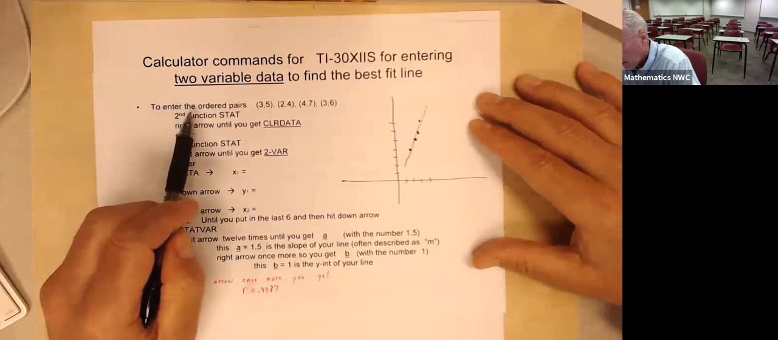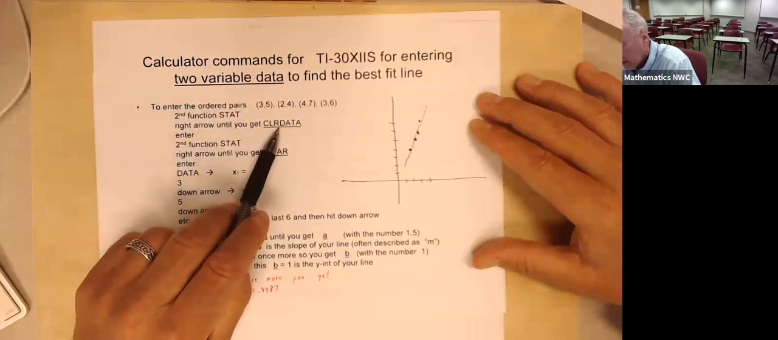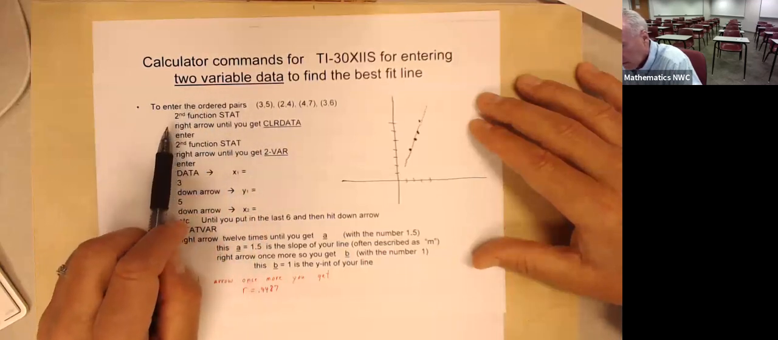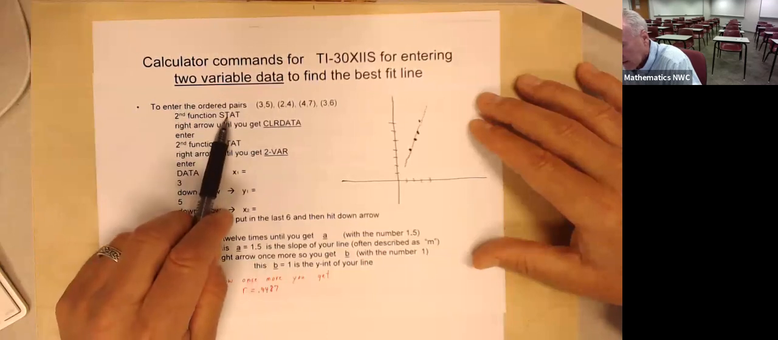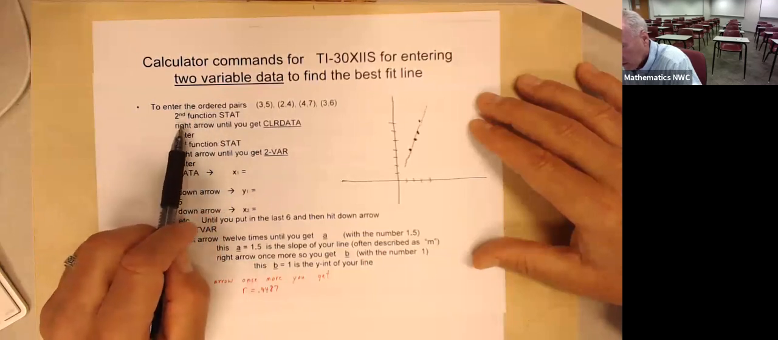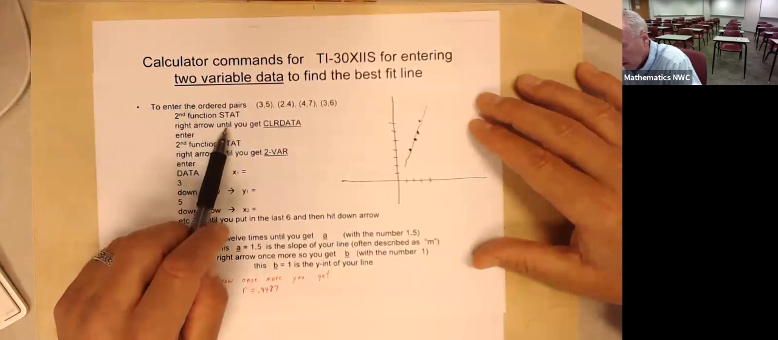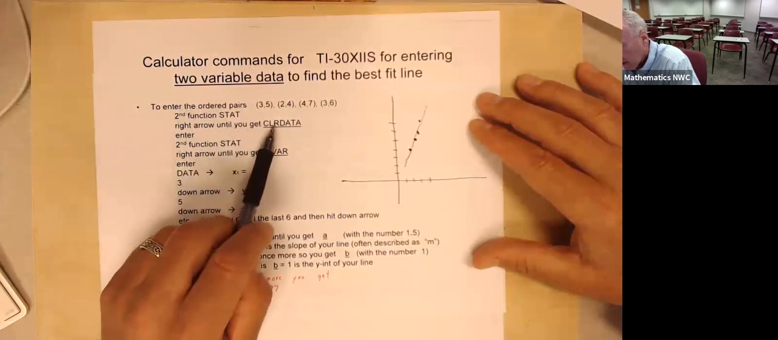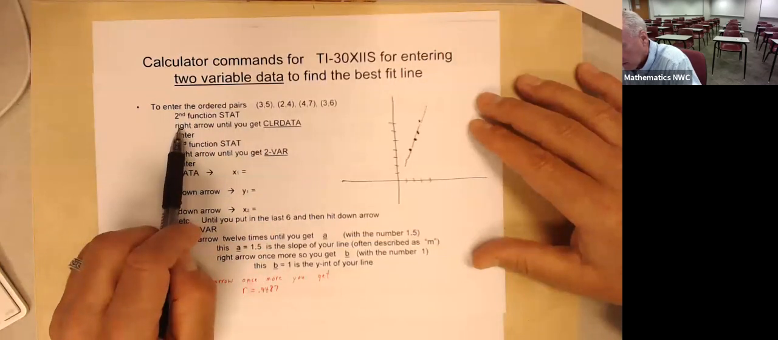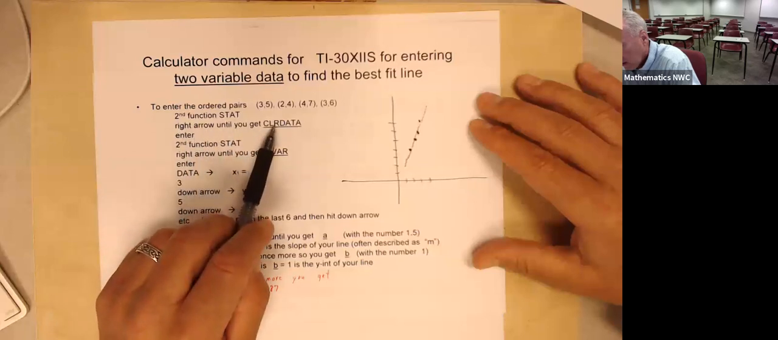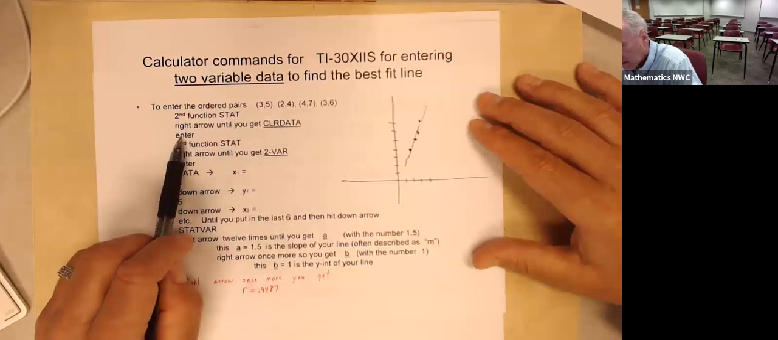So here's what we're going to do. We're first of all going to clear our data. This is very much like the standard deviation problem that we had a couple of chapters ago. On my calculator, I punch second function stat. The calculator will show you one variable, two variables. You're going to go right arrow until you hit clear data. It usually means you got to go right arrow twice. Once you get clear data, you hit enter.